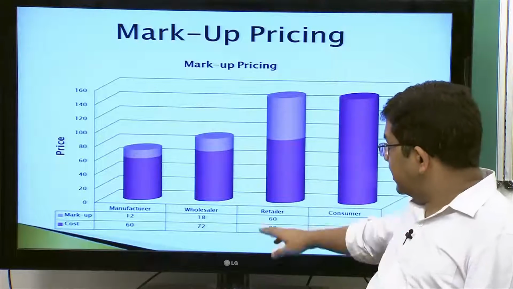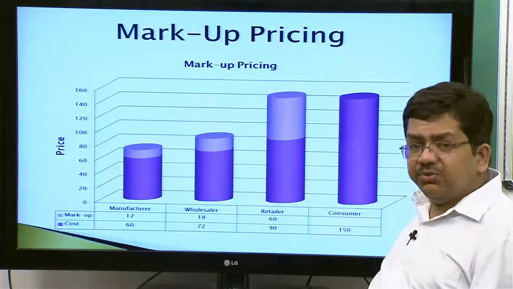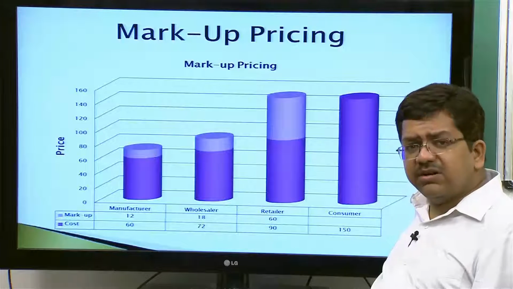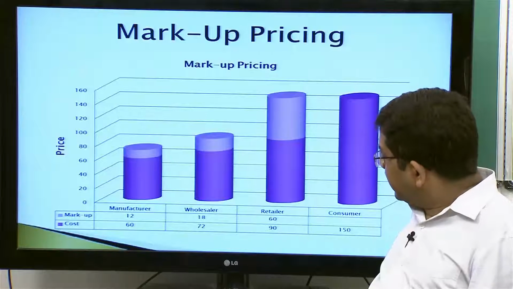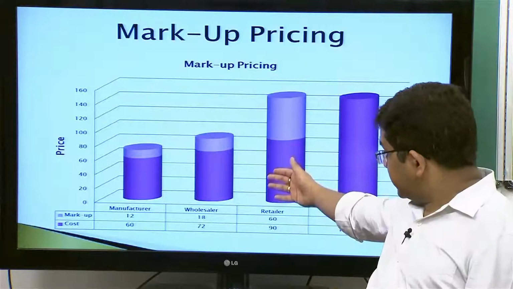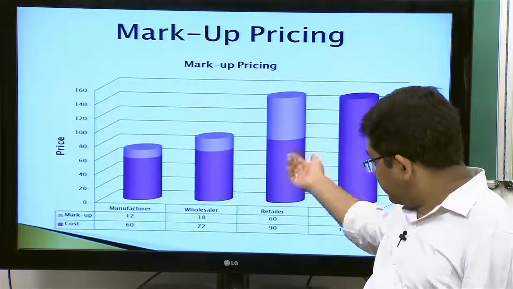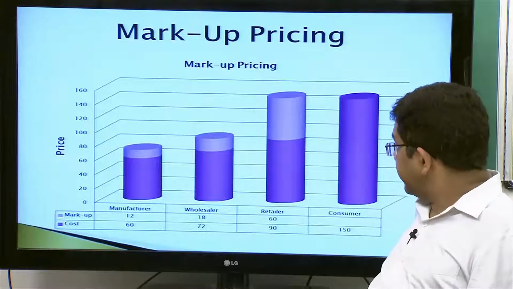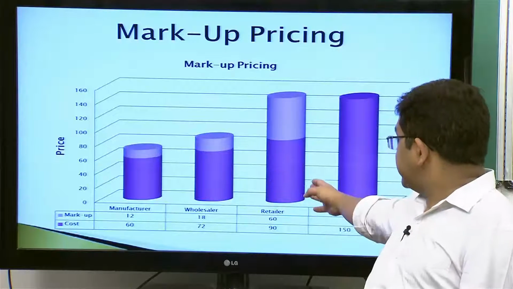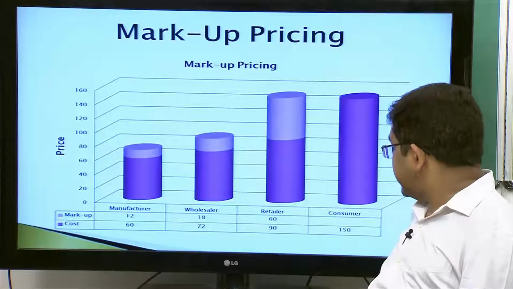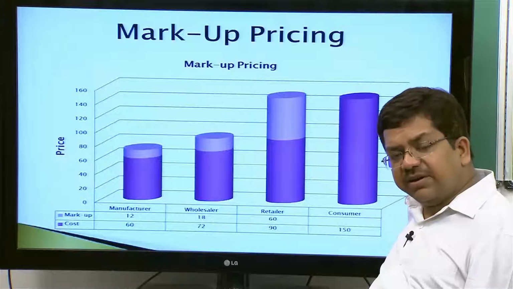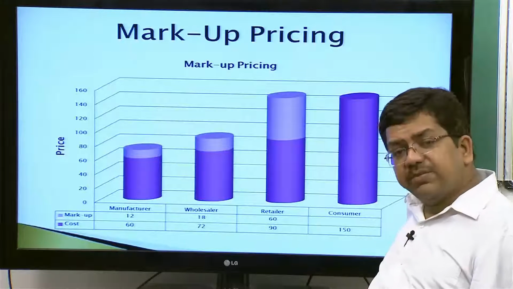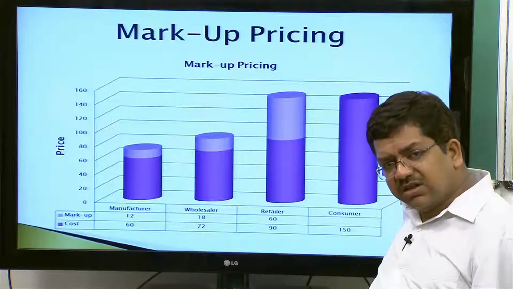Now, for the wholesaler the cost is 72 rupees and the wholesaler is targeting 20% return on sale. In that case the wholesaler's markup will come out to be 18 rupees, and when the product reaches the next stage, which is the retailer, the cost to the retailer will be 90 rupees. Now, the retailer here will add 40% as his desired return on sale.